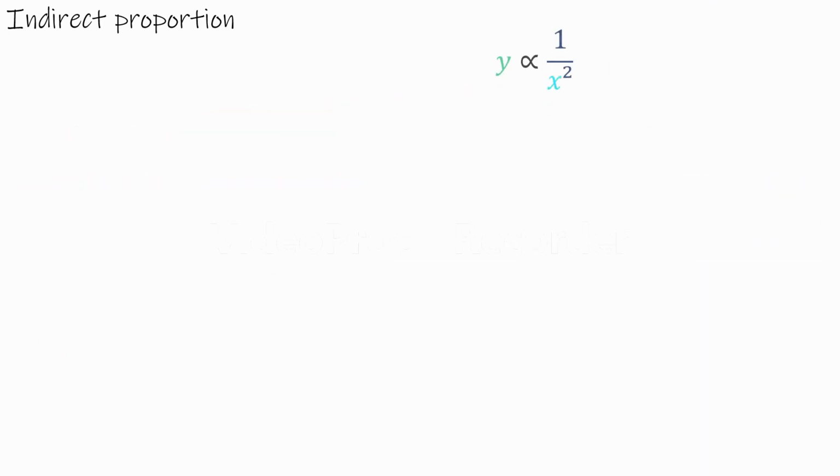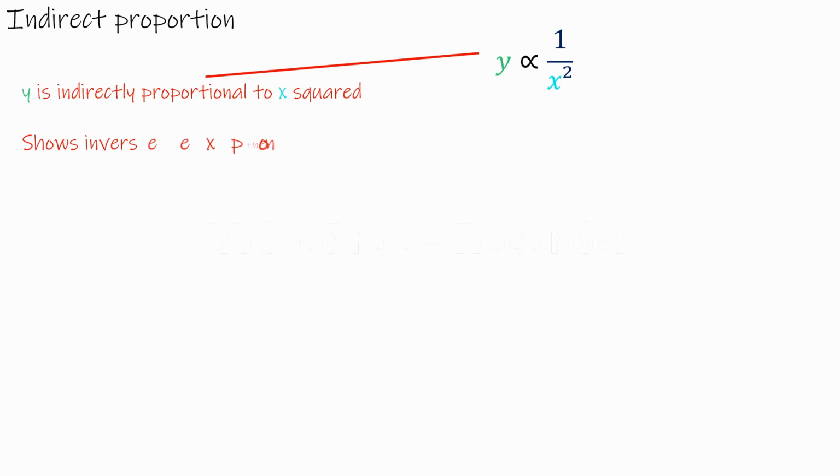Now, you might also get something like this, which states that y is indirectly proportional to x squared. And this is a little more difficult, but not really. And this shows an inverse exponential value. And again, I will go through a video on that in a graphs video later on.